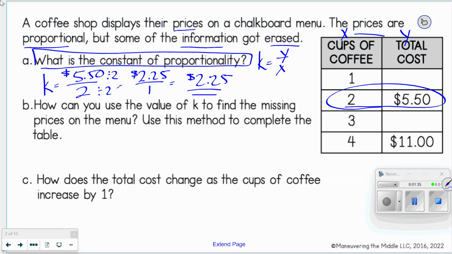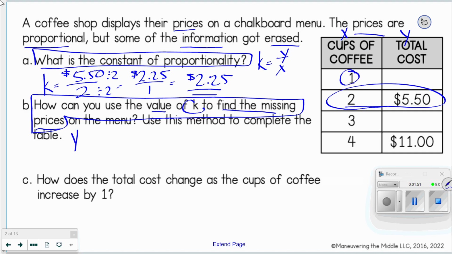How can you use the value of k to find the missing prices on the menu? So how can we do that? It basically comes down to whatever my x is. I'm going back to my formula of y equals, in this case, $2.75 times my x value. So you're just putting that x value in, multiplying it by 2.75. So at 1, it is $2.75. And at 3, it's going to be $8.25.